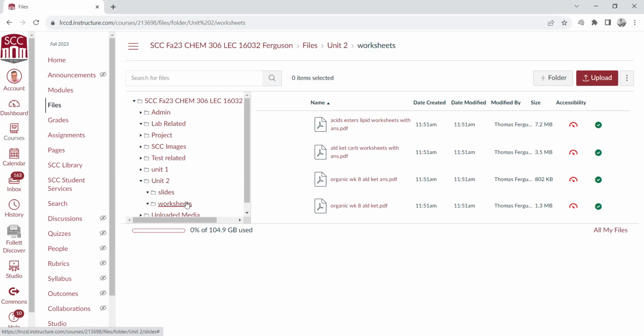Then if you have an alcohol and an acid together, we form something called an ester. And that's the basis of lipid chemistry, the formation of esters. Okay, so anyway, here are the worksheets for Unit 2.